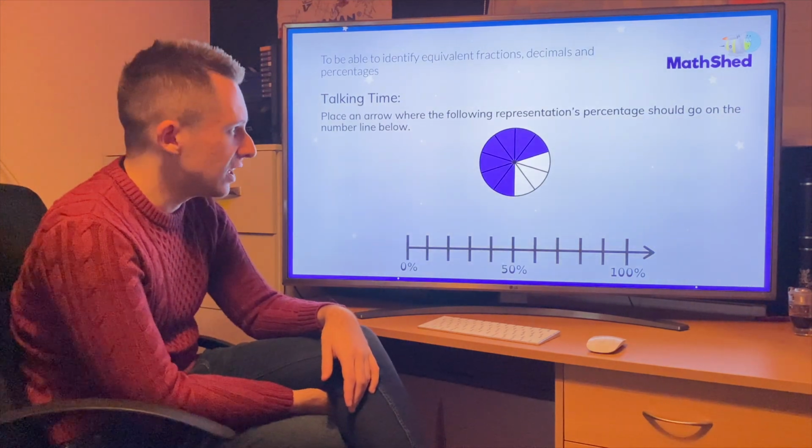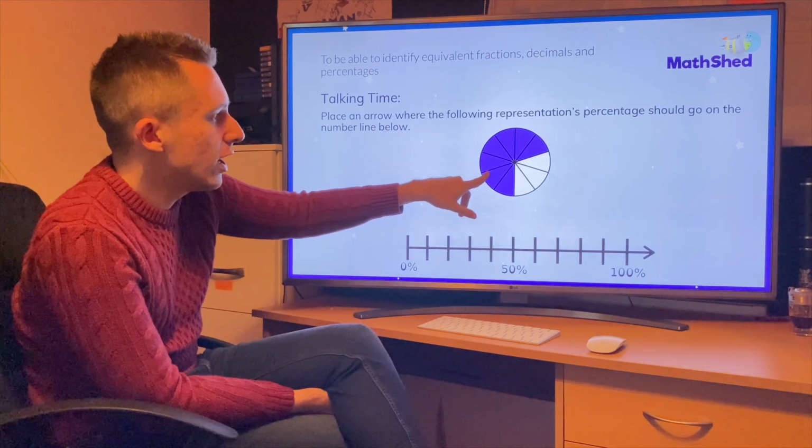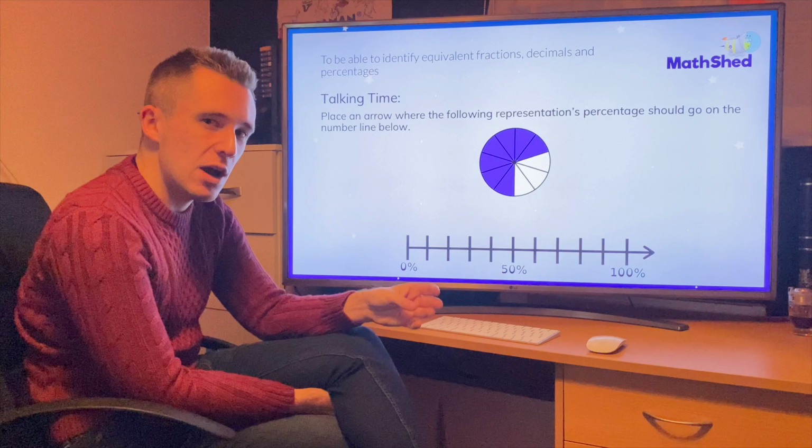How many of them are shaded in? 1, 2, 3, 4, 5, 6, 7 are shaded in. So we've got 7 out of 10.